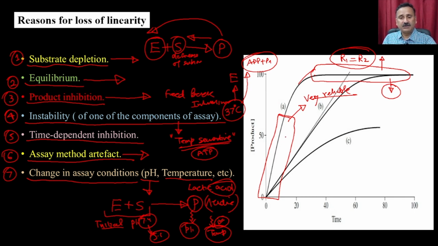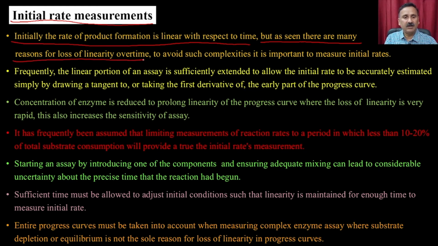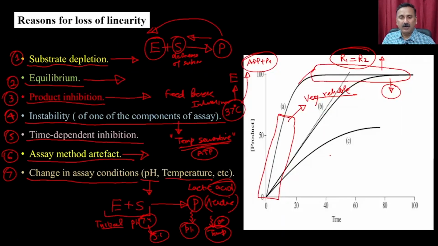What are the different features of these initial measurements? When you do the initial measurements, initially the rate of product formation is linear with respect to time. But as there are many reasons for the loss of linearity over time, to avoid such complexity it is important to measure the initial rates. This means you are going to measure only the initial part of the curve, right? Because that is going to be linear, and you know that a linear part is going to give you accurate information.